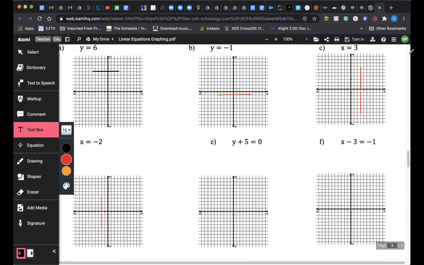Subtract it. Perfect. I need to subtract 5 from both sides. So now I have y is equal to -5. Now I can graph that, right? That's my equation that I can graph. When the y is not by itself, I can't graph yet. Okay, so always make sure that your y is by itself.